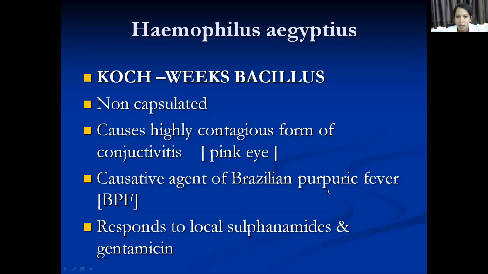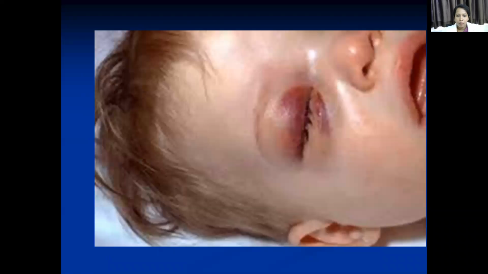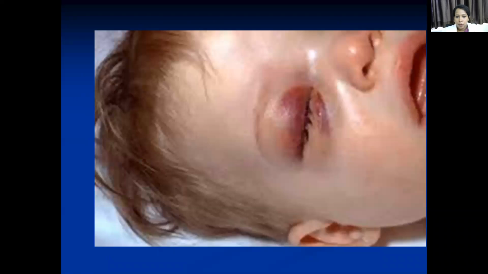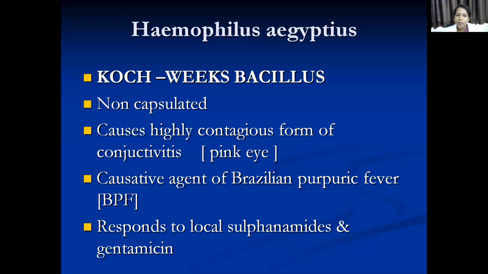You have to remember all these names: Koch-Weeks bacillus, pink eye. It causes pink eye, conjunctivitis, and is the causative agent of Brazilian purpuric fever, BPF. So what is the causative agent of pink eye? Haemophilus aegyptius.